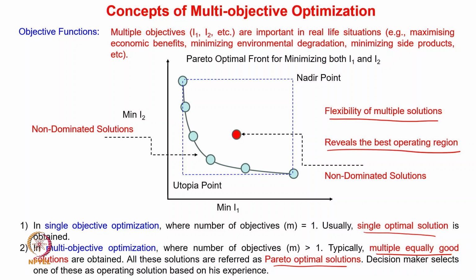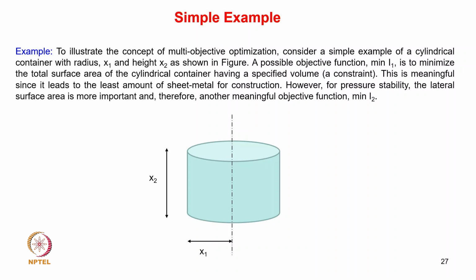Let's look at another simple example. In this particular example, we wanted to minimize the total surface area, and also we wanted to minimize the lateral surface area. Why? Because total surface area is required because of the sheet metal which is required for making the cylindrical container; the cost is proportional to the surface area. However, the lateral surface area is more critical because of the pressure stability compared to the bottom surface area and the top surface area. Therefore, the lateral surface area is also minimized simultaneously.